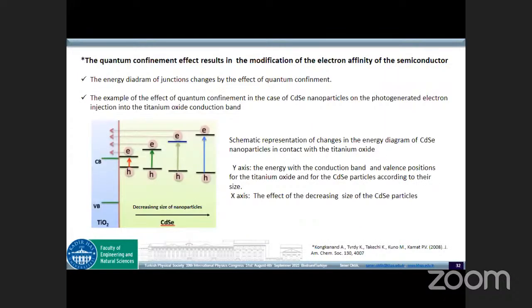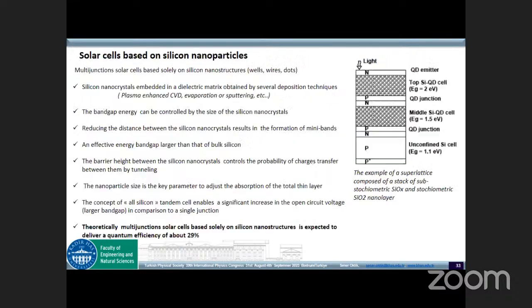The other thing, actually, with the quantum confinement, the band diagrams also change. The example is in here. You can see the electron affinity can be changed with titanium oxide. You can see different nanoparticle sizes for cadmium selenide. You can see how the relationship between titanium oxide and the cadmium selenide is changing. So you change electron affinity.